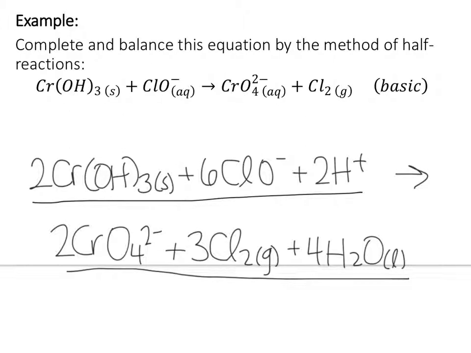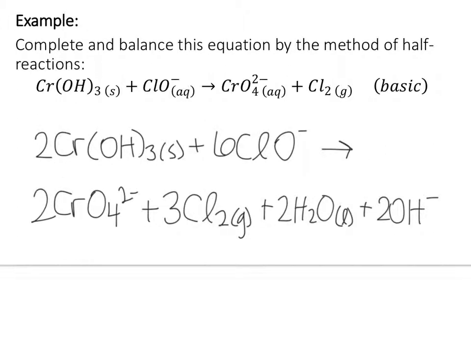Now, if we were in an acidic solution, we'd be done. Okay? The issue, though, is we're in a basic solution. And the rules say that basically for every H plus, you add an OH minus to both sides, turn them into water, and then cancel out as necessary. So I'm going to say pause the video, try that, come back in a bit.